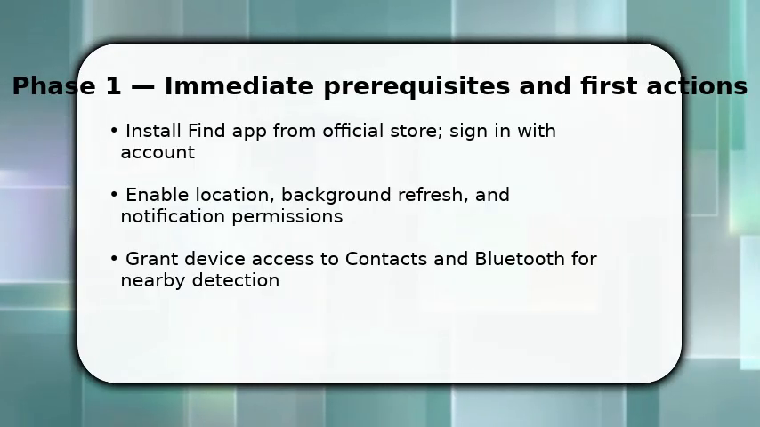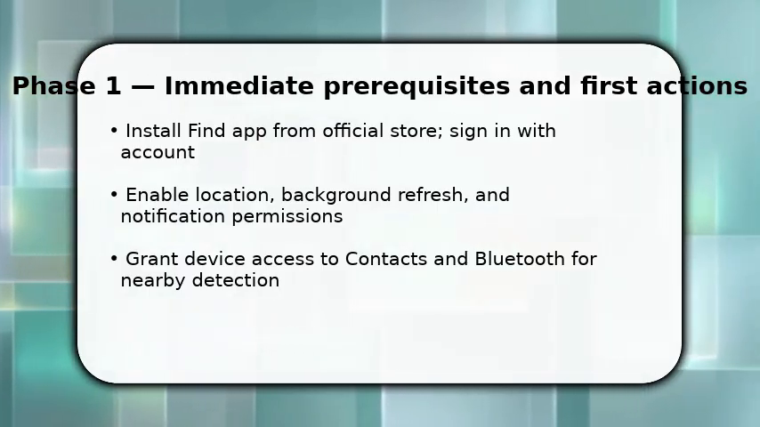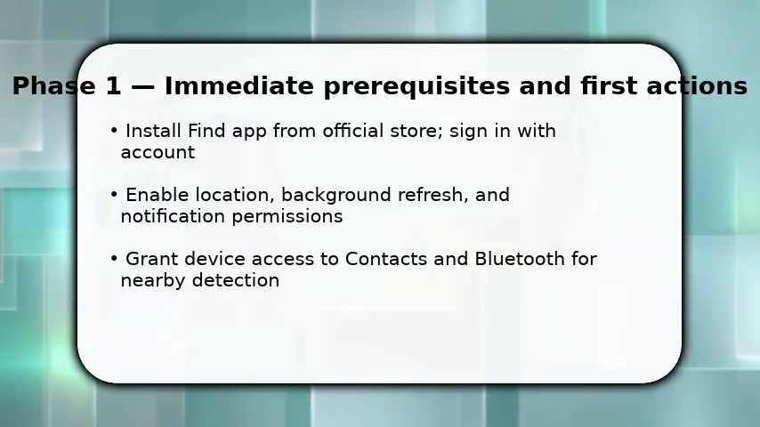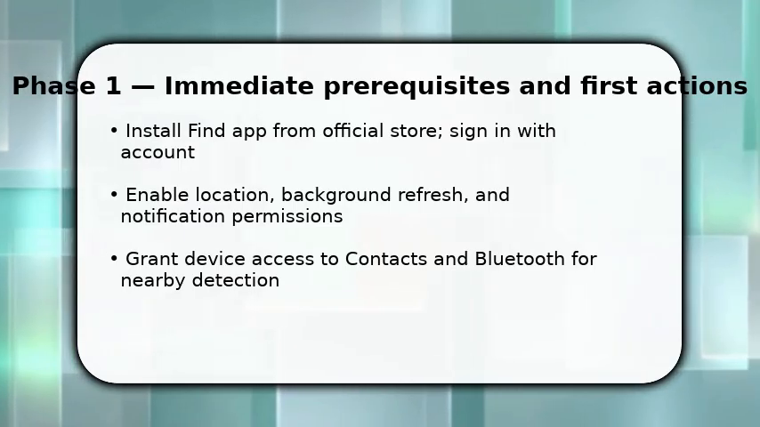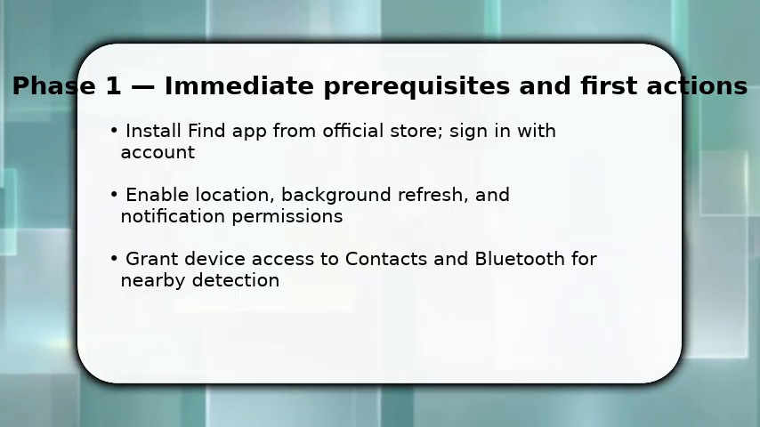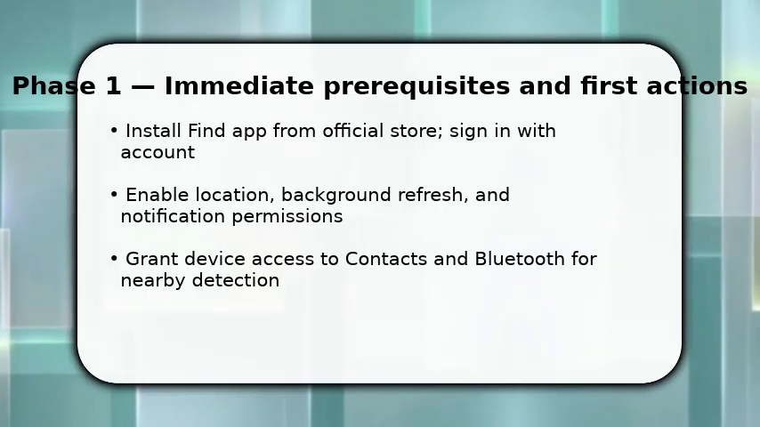You start by confirming prerequisites. The Find app is installed, you are signed in, and permissions are granted. Once done, open the app and let it index devices and locations. This speeds discovery. Tap Add or Pair to register a device and follow on-screen pairing prompts. Make sure to label items clearly, names matter for quick recall.